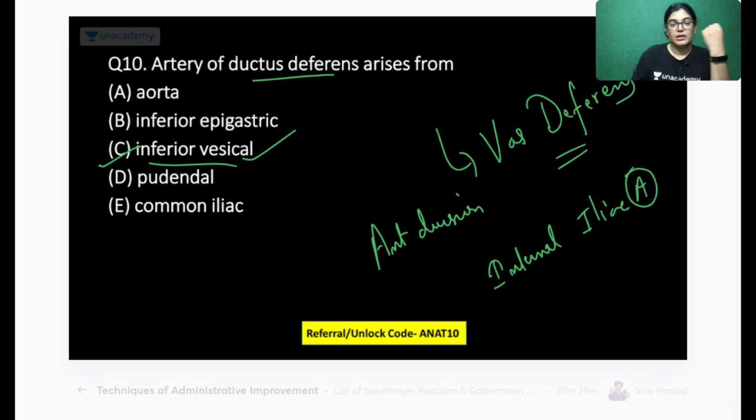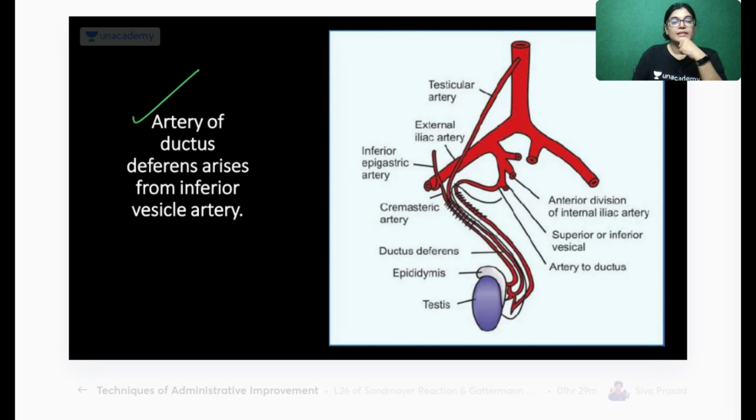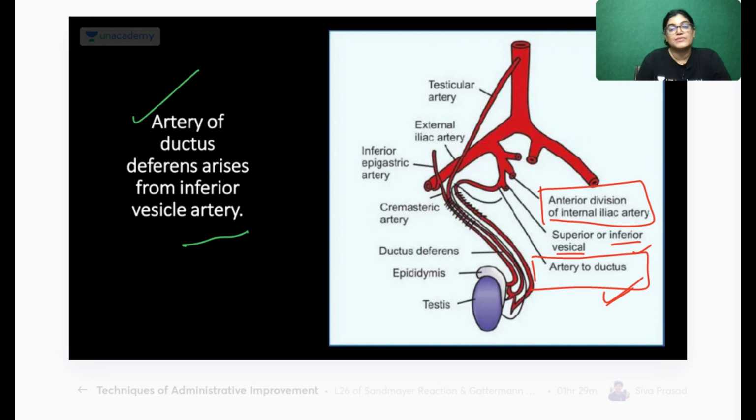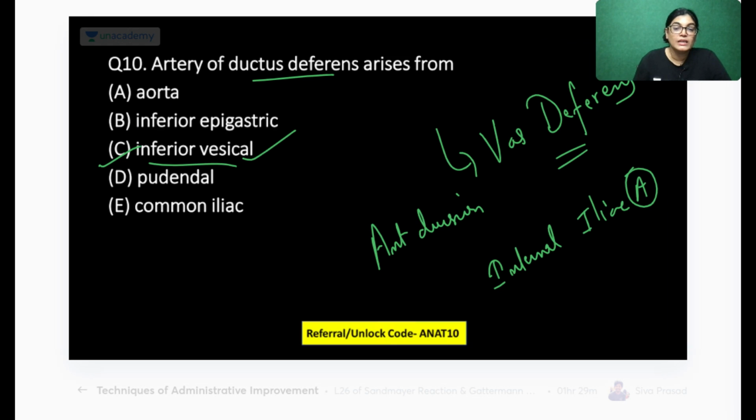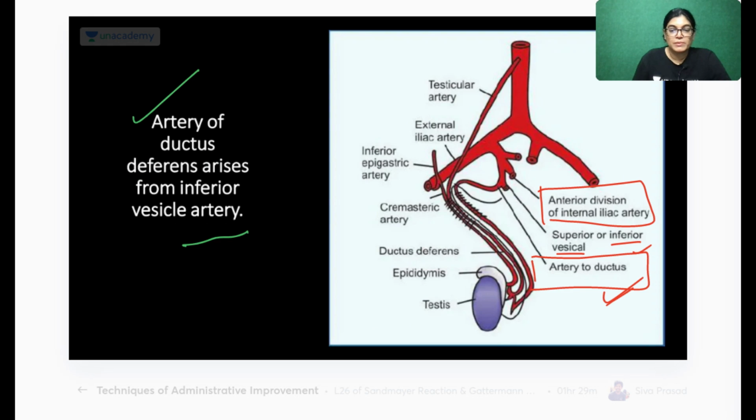Absolutely, all of you. Now see here. The artery to ductus deferens arises from the inferior vesical artery. This is the anterior division of the internal iliac artery, which gives the branch, the inferior vesical artery. Can you see here? This is the inferior vesical artery, and from this source, the other artery which arises is the artery to the ductus deferens or vas deferens. So C is the correct answer. Now moving on to question number 11.